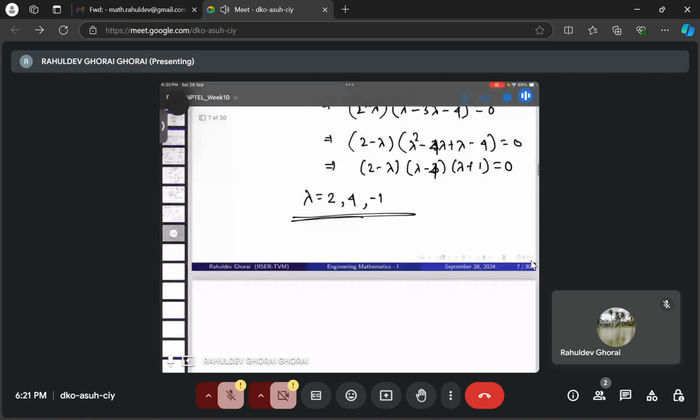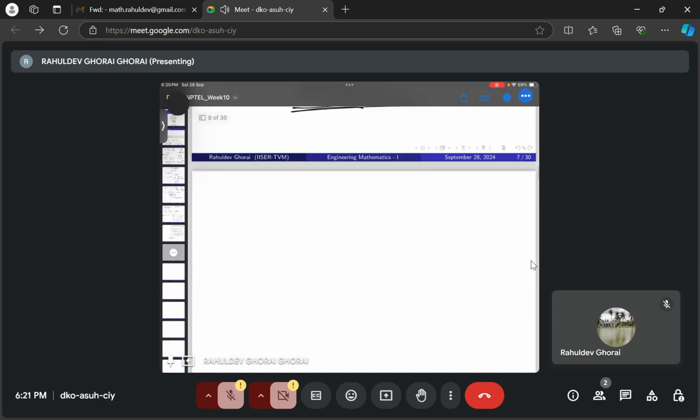So now the question is how you determine the eigenvector. How to determine the eigenvector? Your matrix is this: 2, 0, 2, 0, 2, 0, 2, 0, 3, right?